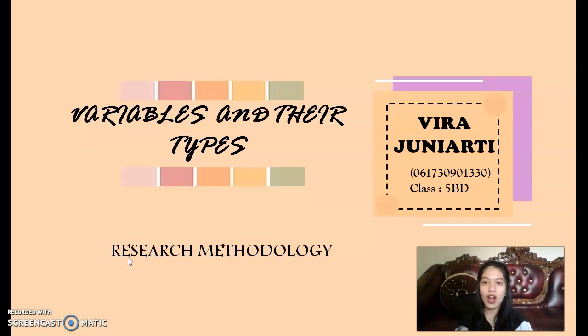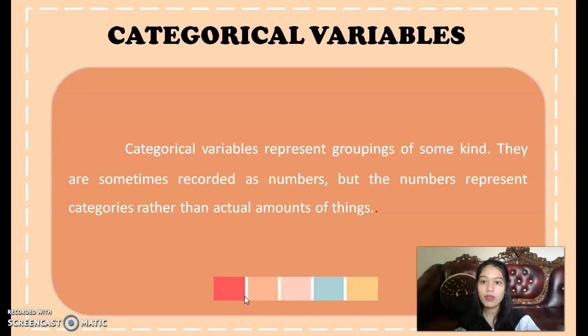In this video, I want to explain about variables and their types, about research methodology. First, categorical variables. Categorical variables represent groupings of some kind. They are sometimes recorded as numbers, but the numbers represent categories rather than actual amounts of things.